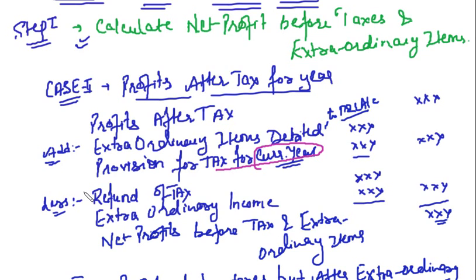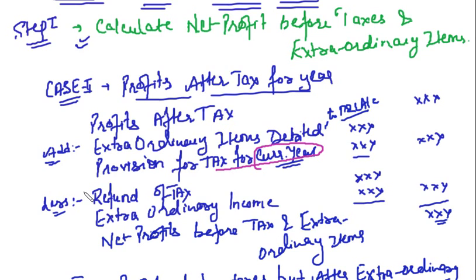You are creating a provision in your mind that you have to spend ₹100 that you have kept in your pocket to buy a notebook tomorrow, right? But right now, today, is it involving any cash outflow? No. So we will add back any provision for taxes created for the current year.